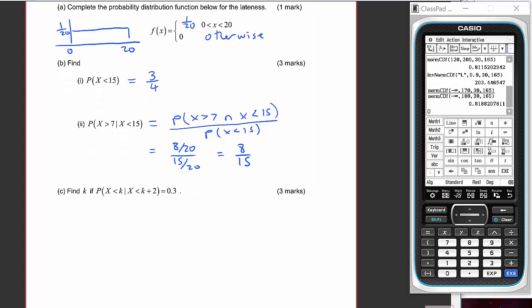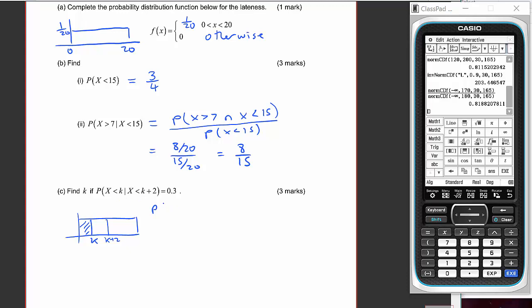Now this one says if the probability of x is less than k, given that x is less than k plus 2, is 0.3, we want to find k. So what we're talking about here is we've got some value here, k, so that the probability of x is less than k, given that it's less than k plus 2, should be 0.3.